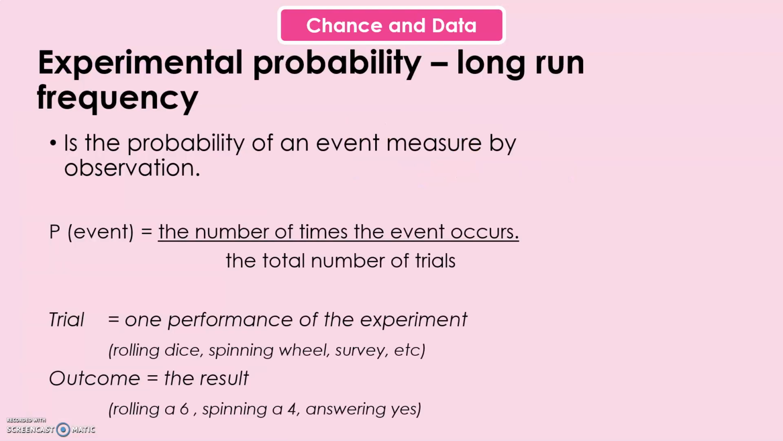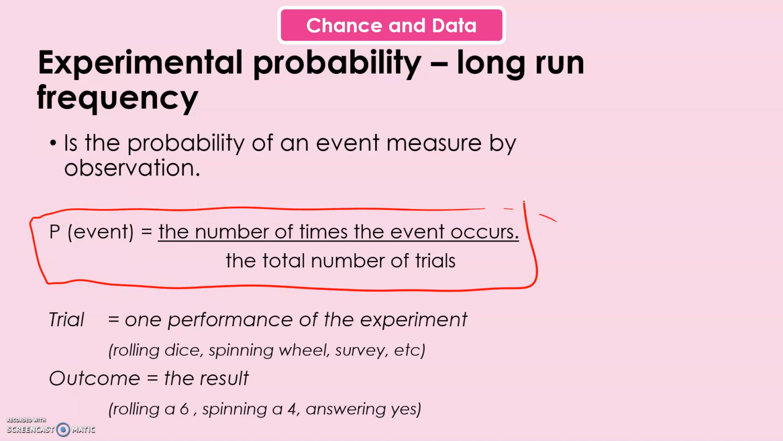So the key thing is experimental probability is all about this equation here: finding the number of times an event occurs and dividing by the number of trials. There's a link in your OneNote lesson from the workbook. So if you could make a start on that.